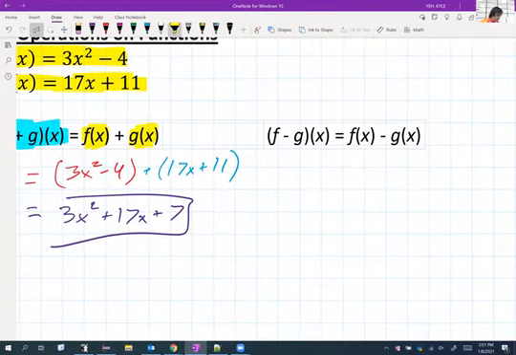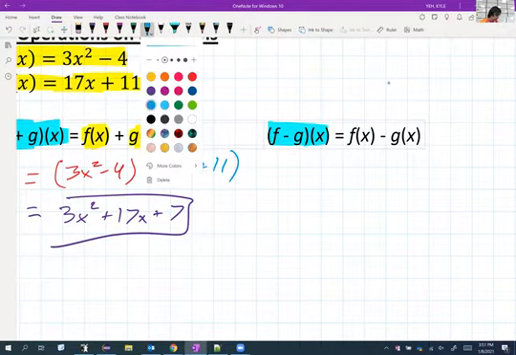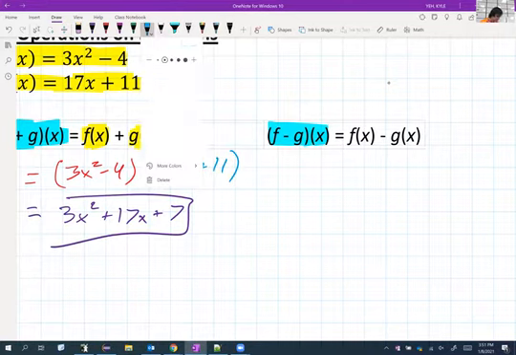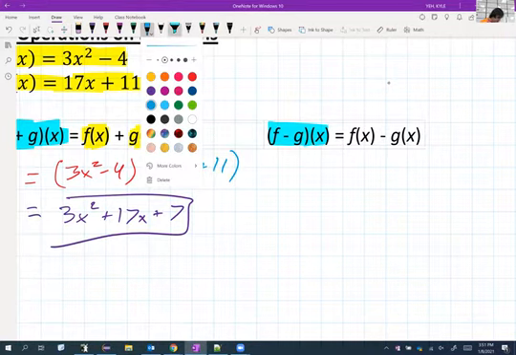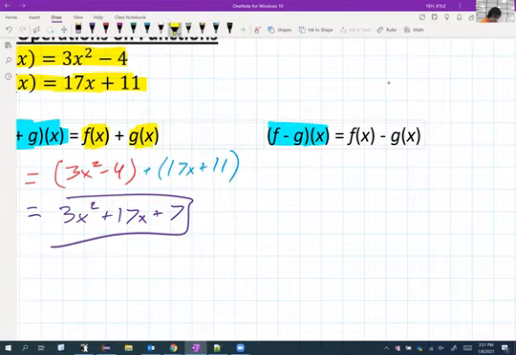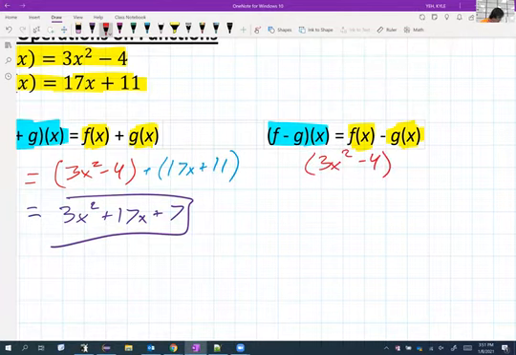If you're looking at the right-hand side of the screen, you can probably guess what's coming. What about subtraction? Well, exact same game. f minus g of x is the exact same as individual f of x minus individual g of x. So let's do this. Individual f of x was 3x squared minus 4, minus, since we're subtracting now, 17x plus 11.